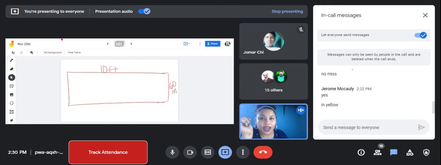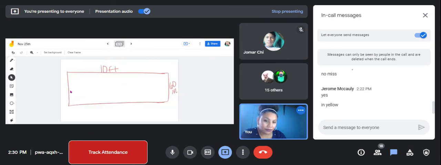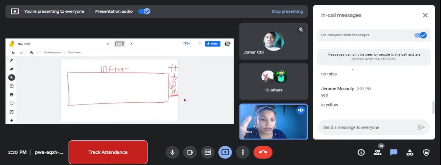And then you have to cut out this umbrella. How are you going to be cutting this shape in this roll? The first thing that you have to do is see that this is 10 feet and this is inches. You have to change one of them. I would suggest you change the 60 inches to feet because your answer for surface area is in feet.